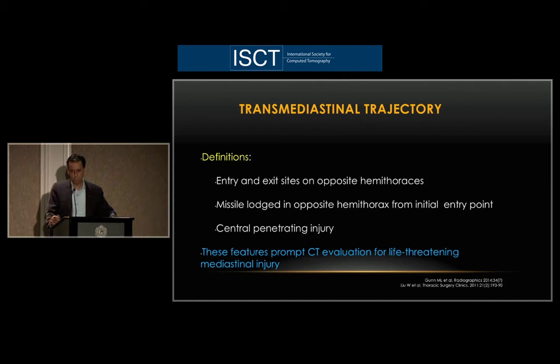Now, definitions: when should CT be prompted in the evaluation for life-threatening injuries to the mediastinum? Usually if you have entry and exit sites on opposite sides of the hemithorax, a missile lodged in the opposite hemithorax from the initial entry point, and also a central penetrating injury, that demands urgent CT.